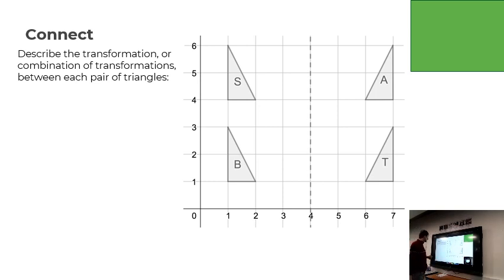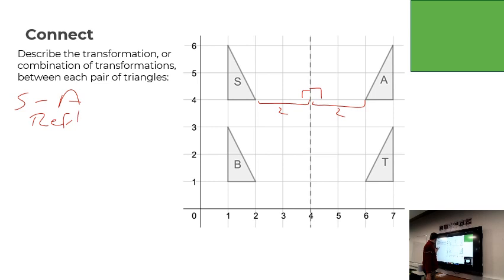So describe the transformation, say from S to A. Here, this is a reflection, and let's look at the reflection. Since this is a distance of 2, this is a distance of 2, and it touches the mirror line at an angle of 90 degrees. You can say that the mirror line here is right in the middle, so it's a reflection on the line x equals 4.